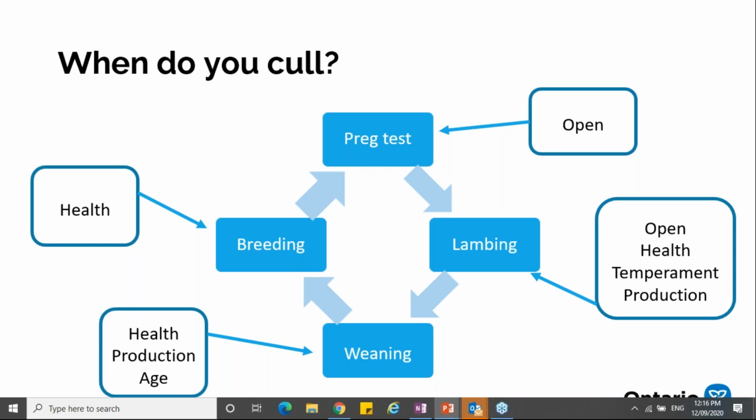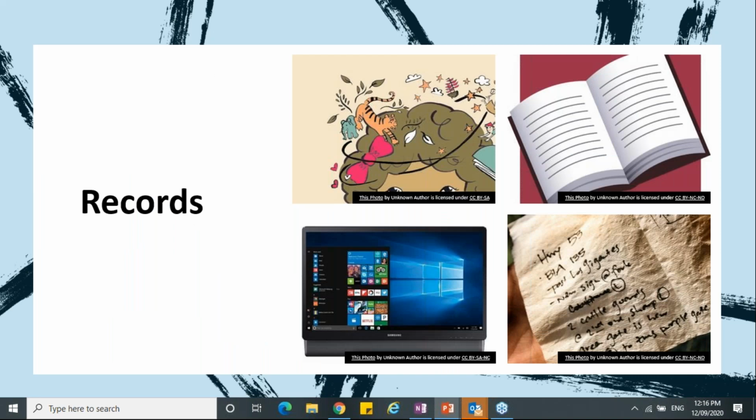And then at weaning, it's another important opportunity. So did she raise her lambs? Did she have mastitis or other problems that might affect the next management cycle? And is she a ewe that you marked for some reason for culling at lambing? And so now we've talked about culling.